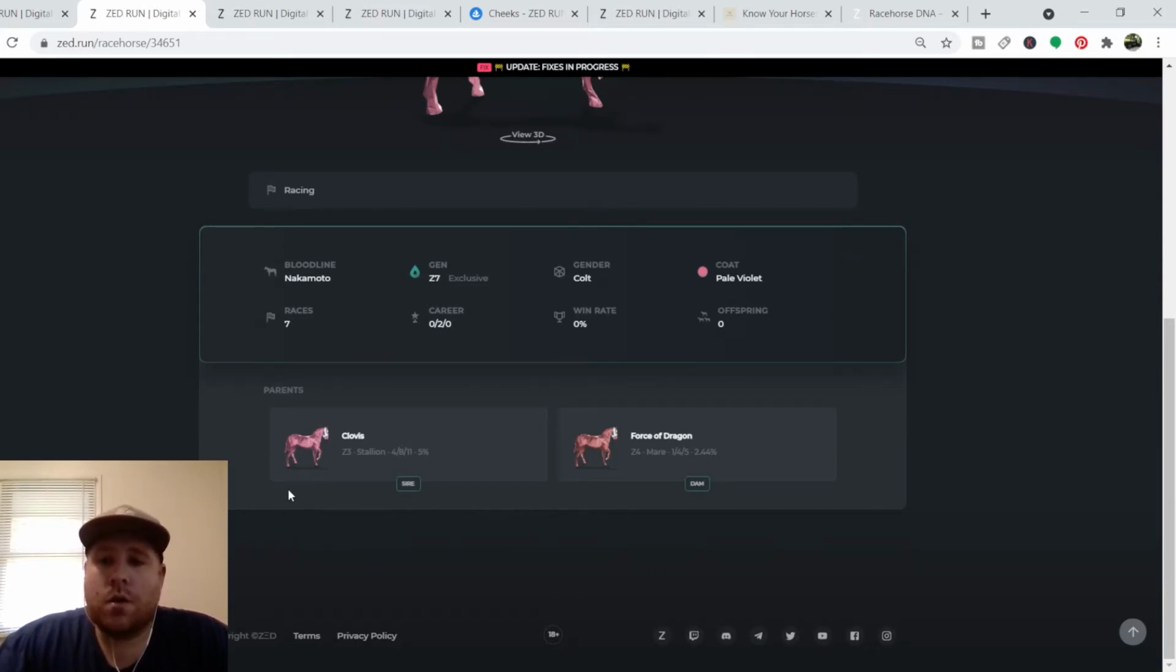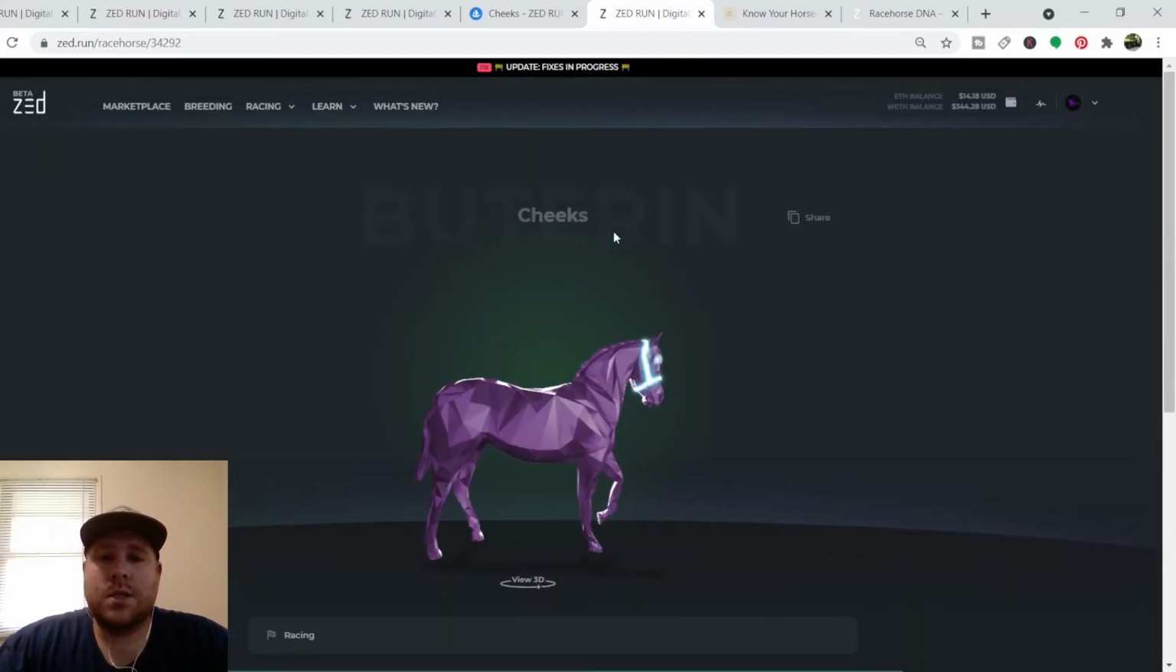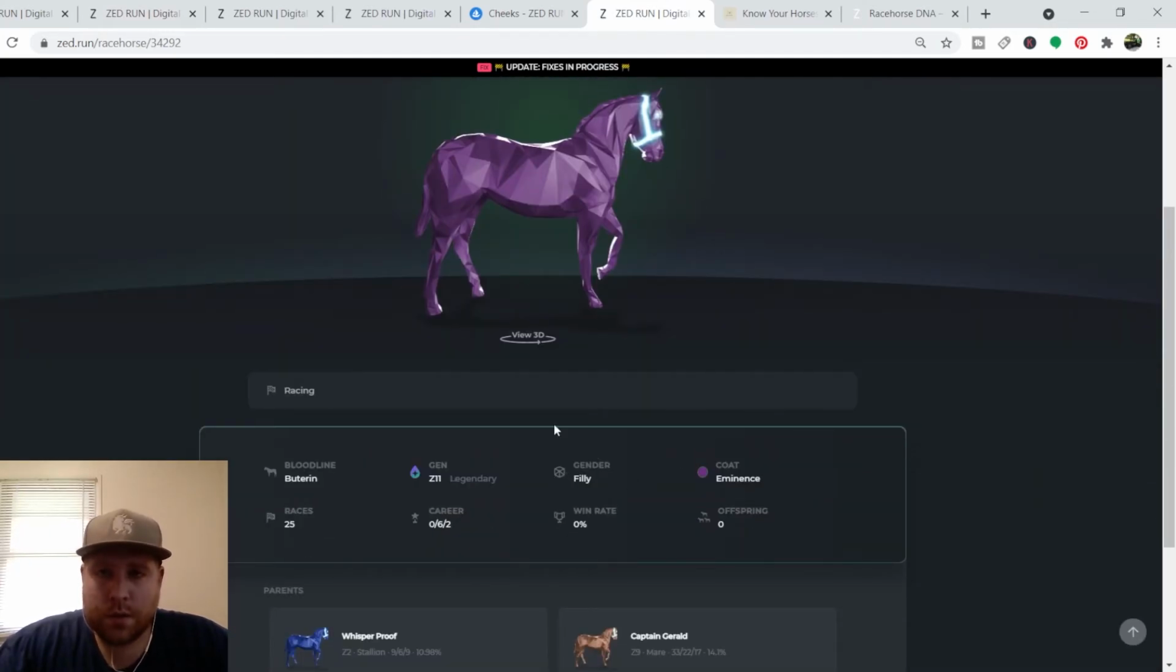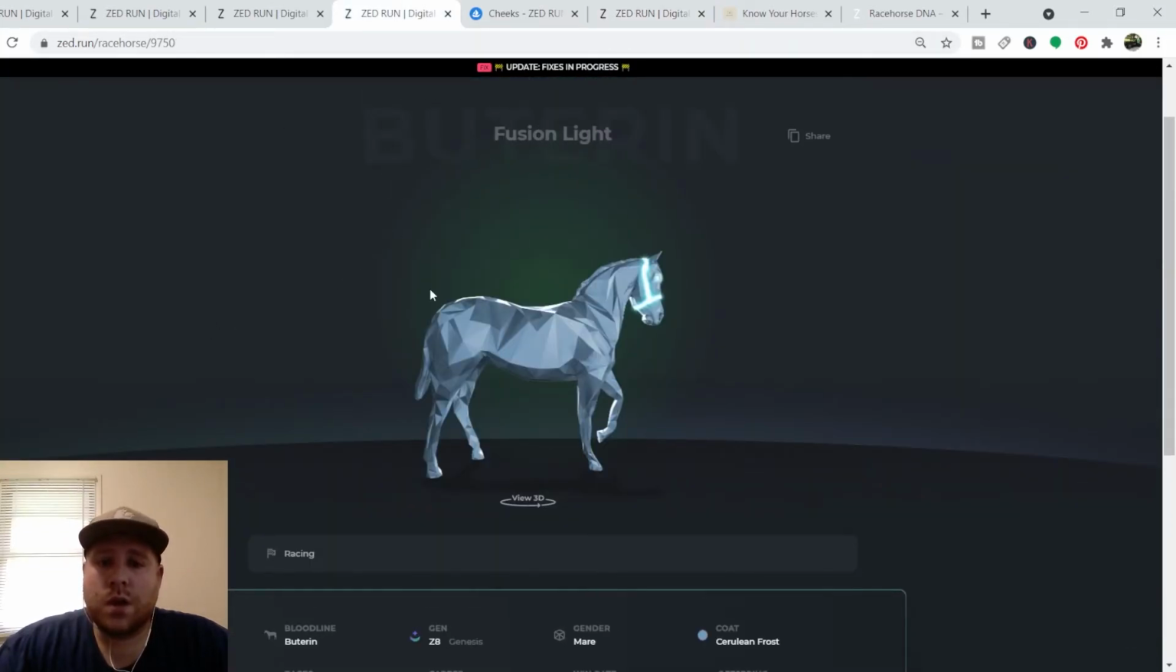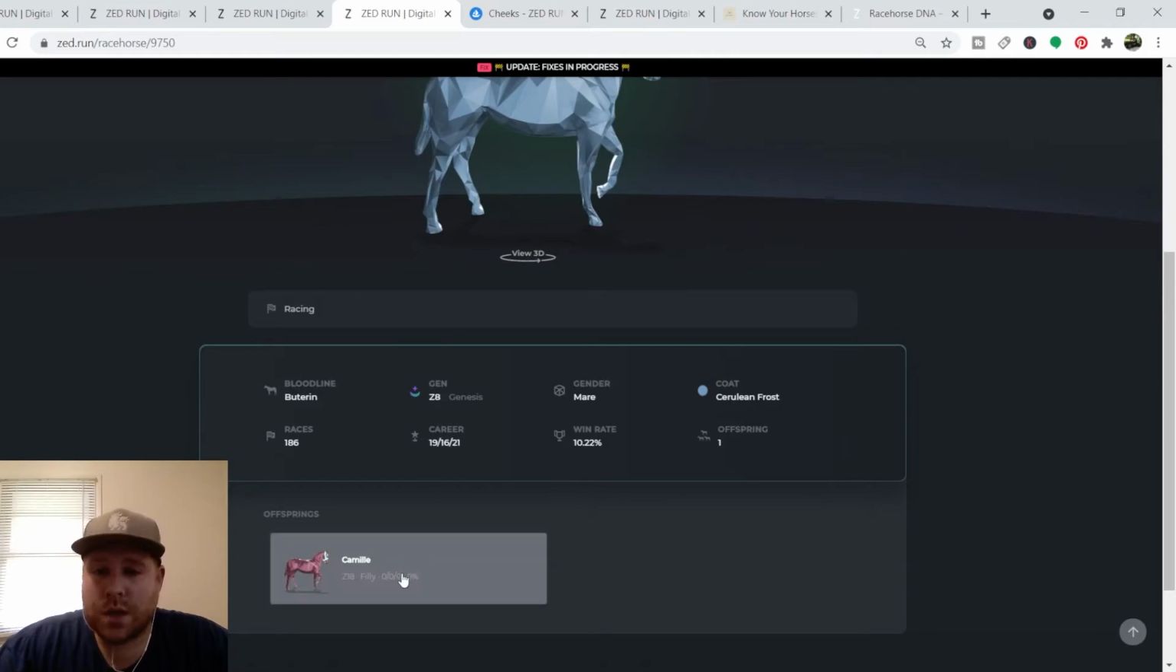If you come down here, all you see is parents. If it was a Genesis horse, you wouldn't have parents. That's the easiest way if you're having troubles navigating. Click on a horse, there's no parents column, it's a Genesis horse. There's parents, it's been bred. As soon as this horse has offspring, it will transition from a colt to a stallion. The only difference between a colt and a stallion is one has been bred, colts have not, and stallions have. Same thing for your mares and your fillies. Because Cheeks has yet to be bred, she is still a filly. But if we come over here, Fusion Light is a mare, which means she has an offspring in the offspring column. Okay? That simple.